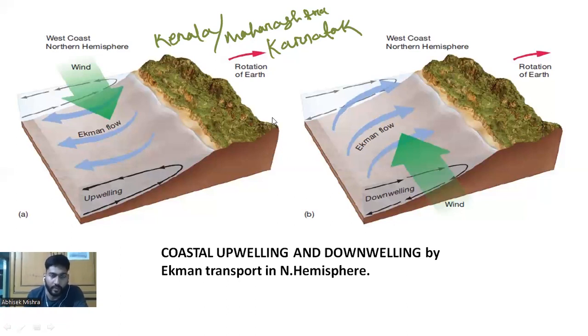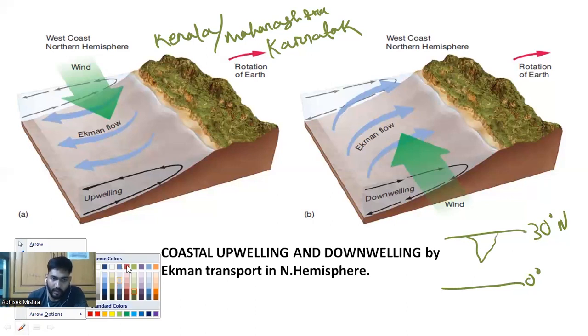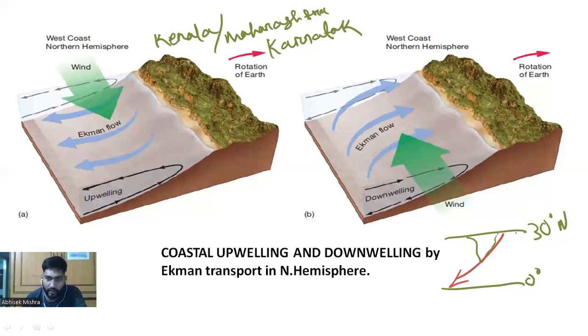Okay, in the northern hemisphere, what will happen here? Which is the wind in the northern hemisphere over the Indian subcontinent? The Indian subcontinent is present in the tropical region, right? Means within 0 degree to 30 degree north, then 30 degree north to 0 degree latitude. Somewhere here our Indian subcontinent is there. Okay, which is the wind flowing here? The wind is the northeast trade wind, right?